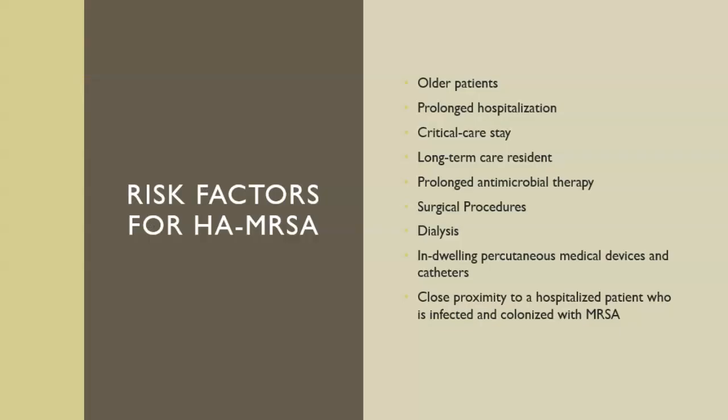So we talked about this a little bit, but what are some other risk factors? Older patients, older than 75; prolonged hospitalization, usually greater than 3 to 4 days; critical care stay, someone that's in the ICU; long-term care residents; and prolonged antimicrobial therapy, so those patients that perhaps have a diabetic foot ulcer and are on 21 days of antibiotic therapy are more prone to MRSA infection. Surgical procedures, a person on dialysis, and any person with an indwelling medical device of any sort is at high risk for MRSA. And then close proximity to a hospitalized patient who is infected or colonized with MRSA, which is why we put these people in their own private rooms.